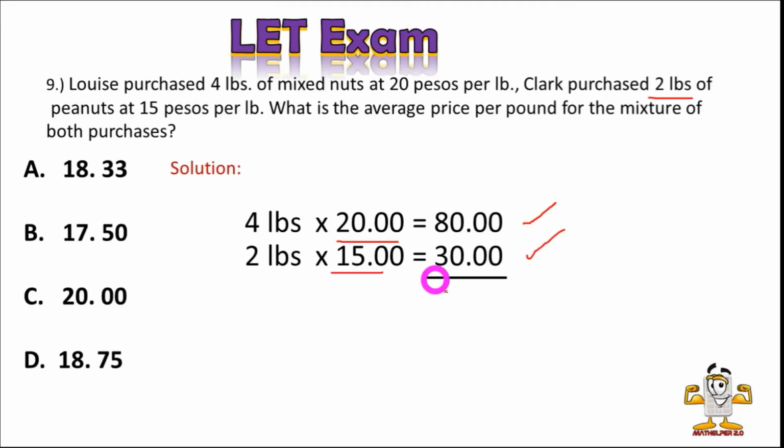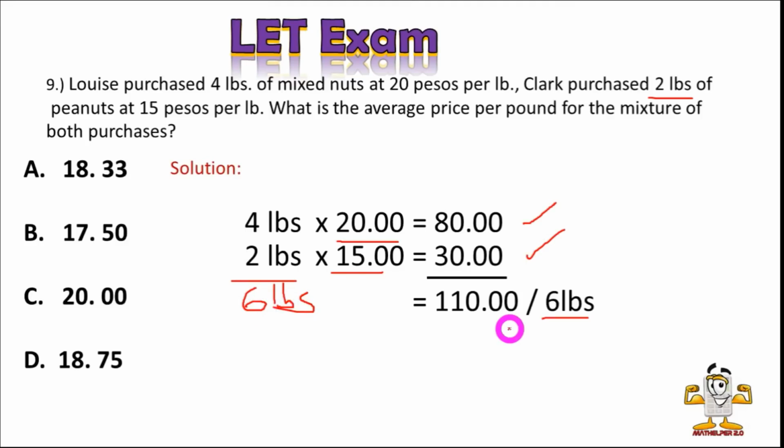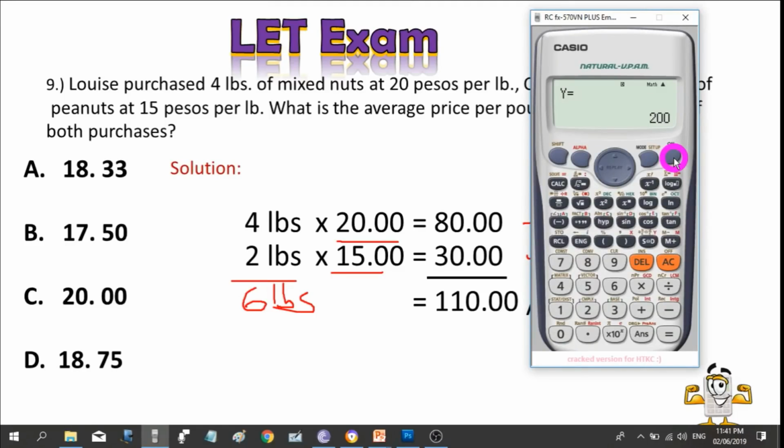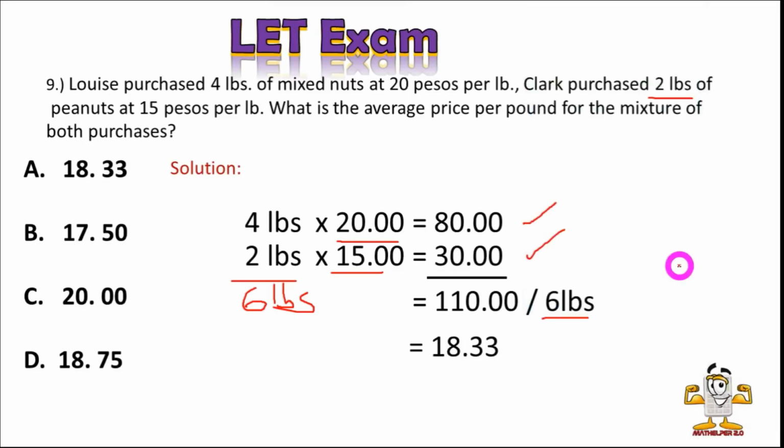So, add mo natin yung total cost niya is 110 at 6 pounds. Dahil 6 pounds lahat niyang ang kanyang pinamili. So, divide lang po natin yung 110 divided by 6, that is 18.3. So the correct answer is letter A.